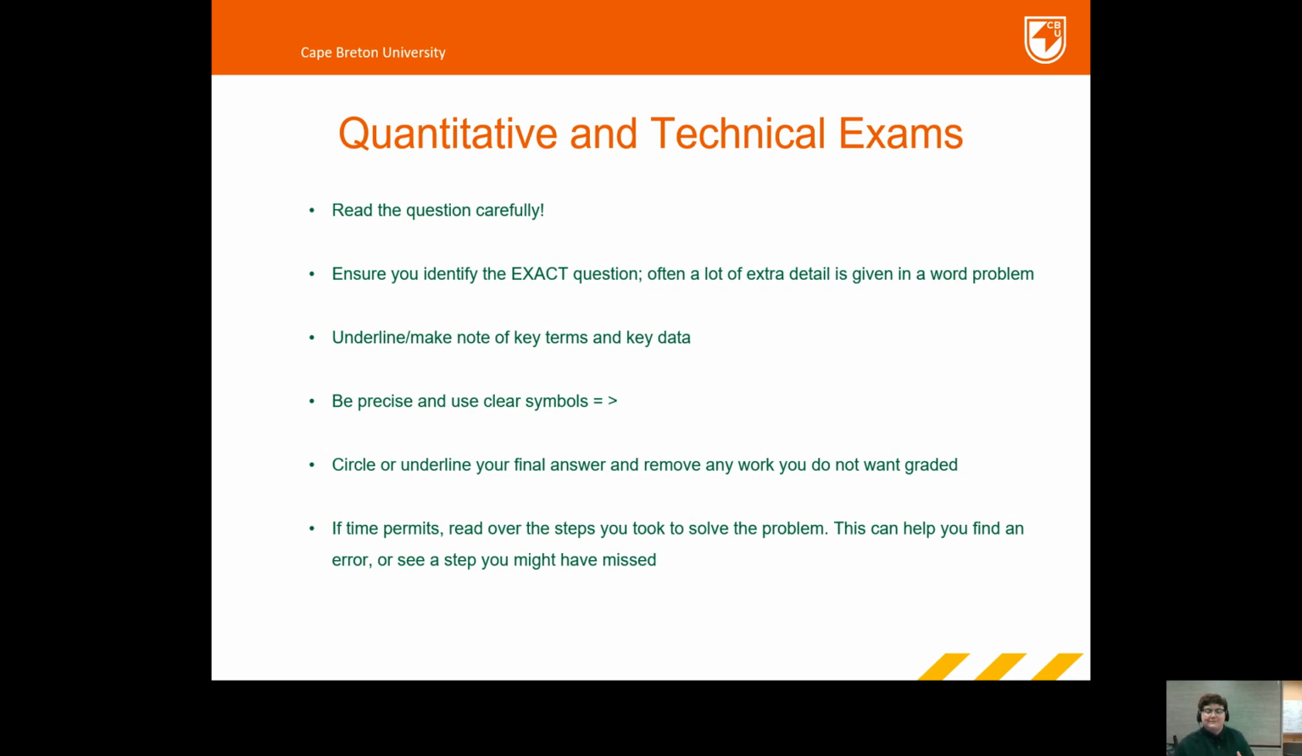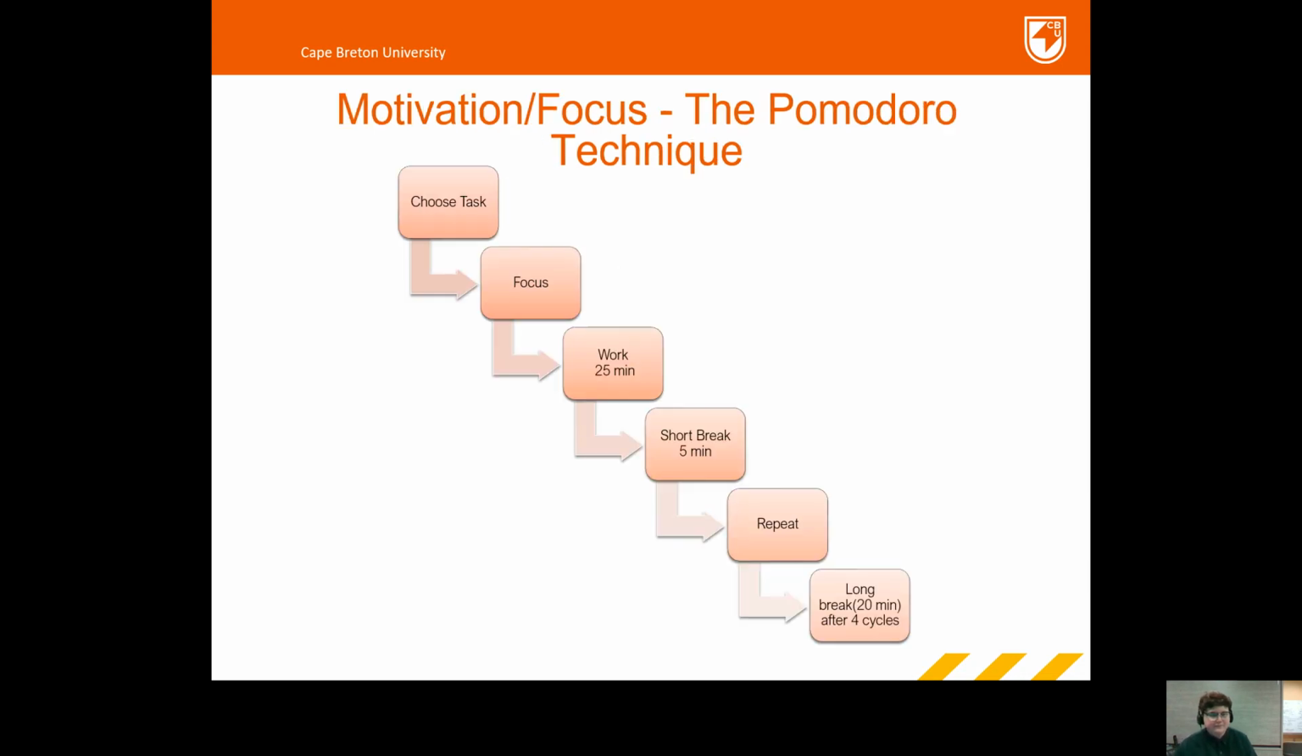So usually for many of our strategies, we talk about really filling in an answer, just making sure any answer is there. But for some, you really want to make sure that you don't have negative grades, right? You don't want anything that'll take away from your grade. So I think a quantitative or technical exam would really fit into that, and also really reflects the strategies that we may have talked about previously. So if time permits, read over the steps that you took to solve the problem. This can really help you find an error or maybe see a step that you might have missed as well.